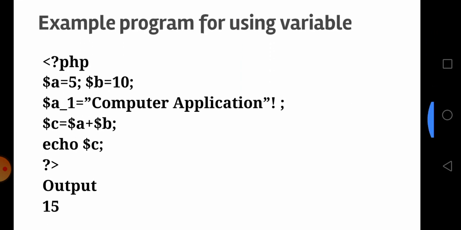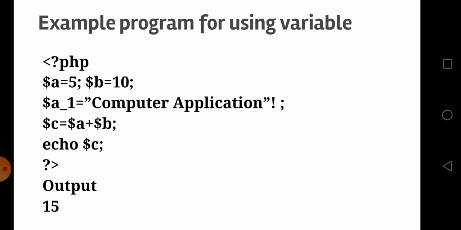Example program for using a variable. See the example, children. A PHP program begins with <?php. I said a variable begins with a dollar symbol. So $A = 5; $B = 10; Then $A_1 is equal to a string, which you have to enclose in double quotes, with an exclamation mark if you want to put one, otherwise not needed. The semicolon denotes the end of the statement. The formula used here is $C = $A + $B.